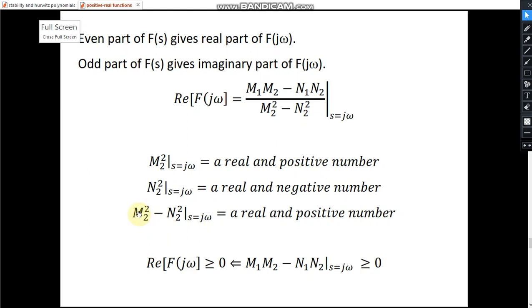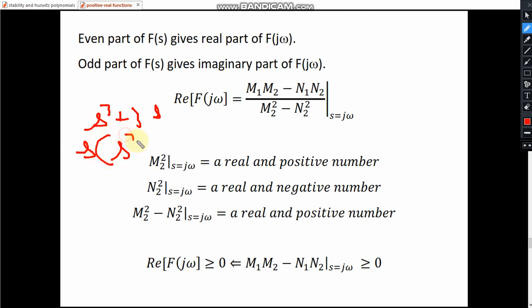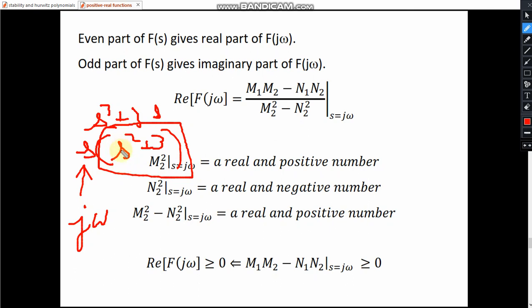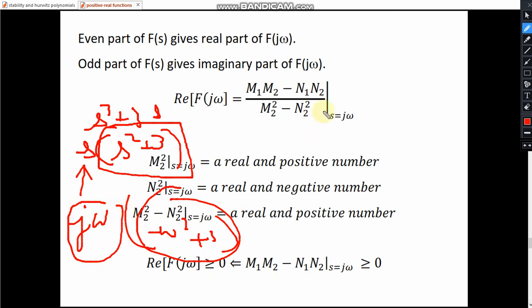s equals j omega here, in case of an odd polynomial, for example, suppose we have an odd polynomial like this, s cube plus 3s. Odd polynomial means s can be taken as common, and the remainder is again an even polynomial. And if I substitute s as j omega, this even polynomial will always result in a real number. So this will come out to be minus omega square plus 3. This is always a real number. And if it is multiplied by j omega, it will come out to be a pure imaginary number.